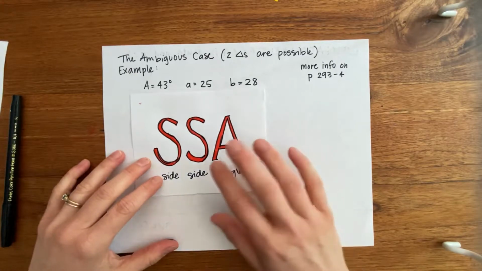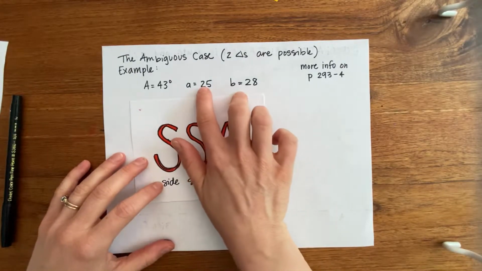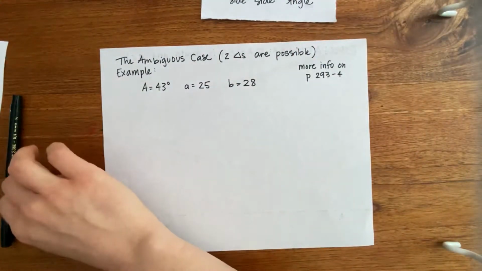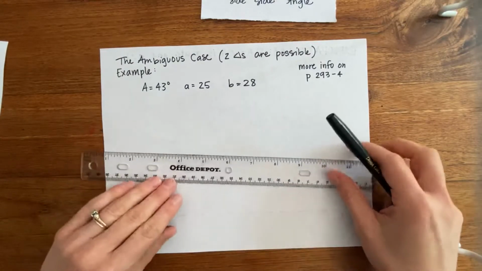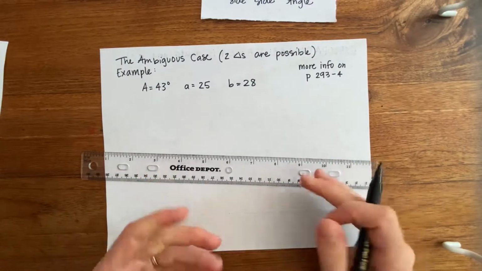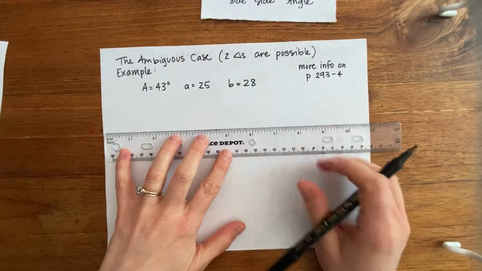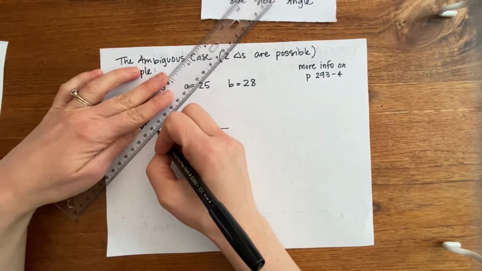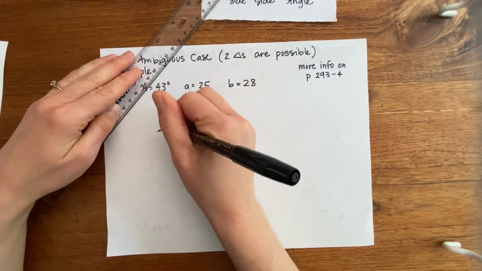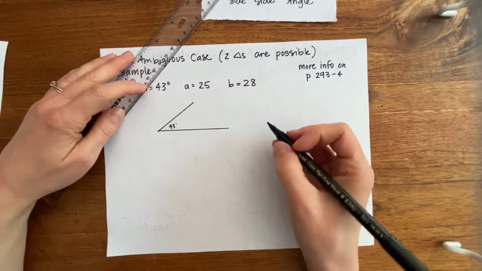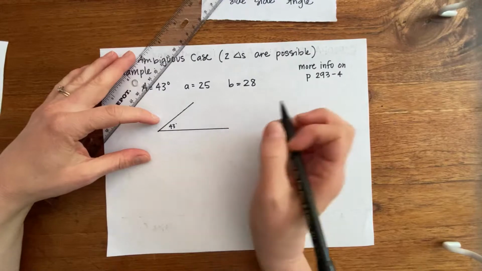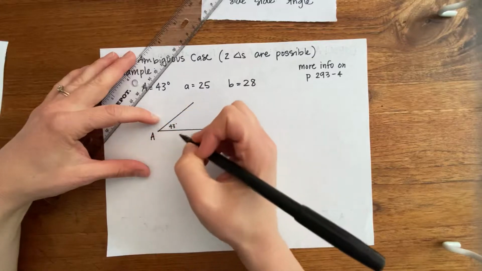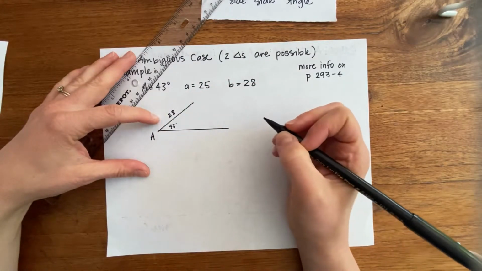So let's say you have this case, two sides and one angle, and the angle is not the included angle. So what we're going to do is draw a picture. I recommend drawing a picture for these. So if we've got a 43-degree angle, that's acute, maybe something like this, 43 degrees. And we don't know what side C is, so we're just taking a guess. Side B is 28, and side A is 25.